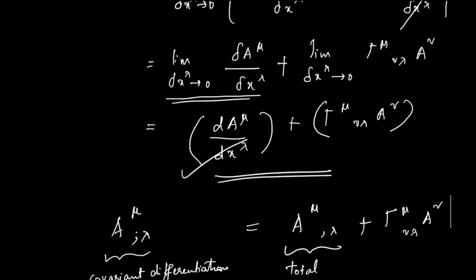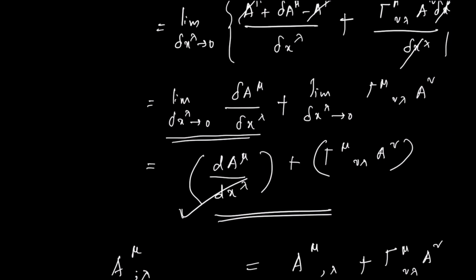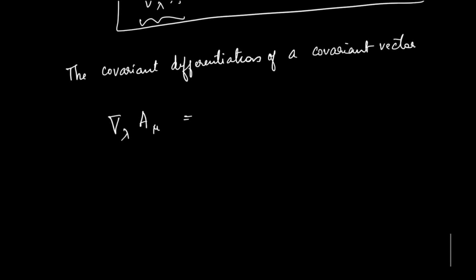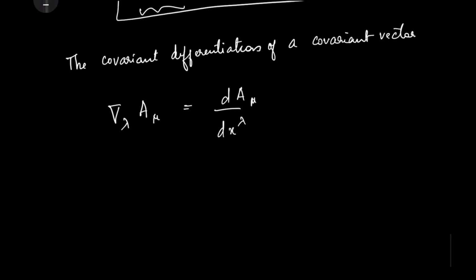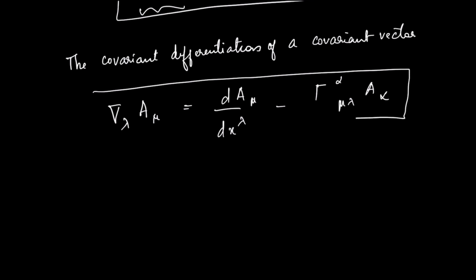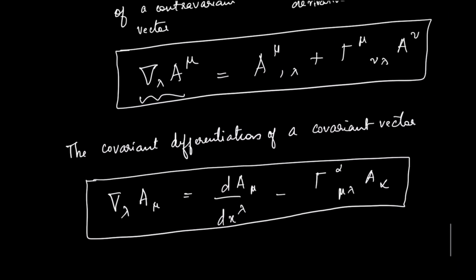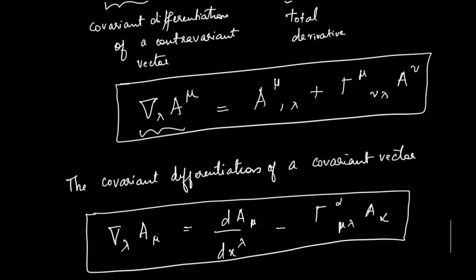Okay, so here you have a partial derivative. Similarly, the first step is the partial derivative of A mu. Then here you have a plus. So when it comes to a covariant vector, this plus will become minus. Minus Christoffel symbol A alpha. Okay, so this is the covariant differentiation of a covariant vector. The difference is that this plus will become minus, since this contravariant index is now covariant.